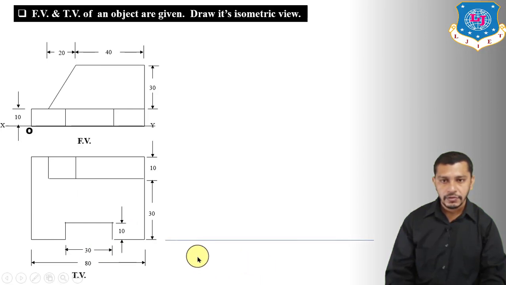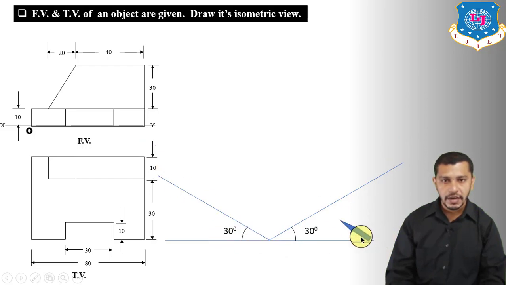So we start with the isometric axis. So first I will draw the baseline, and from baseline draw a line inclined to 30 degree on both sides. So these are our isometric axis. Now we will draw the front view from this direction. So on this axis we will mark the length, and on this axis we will mark the width of the object. So here in this object we have two parts.